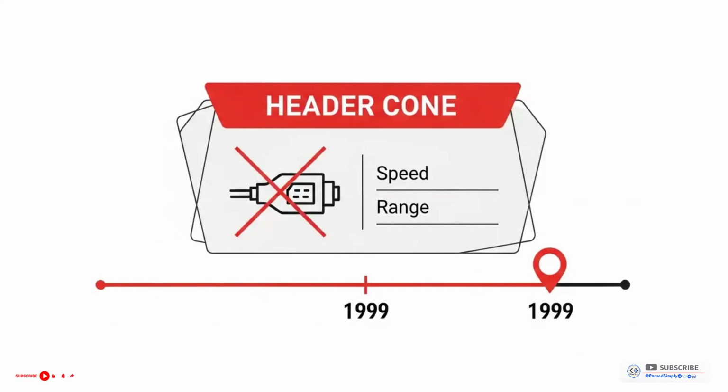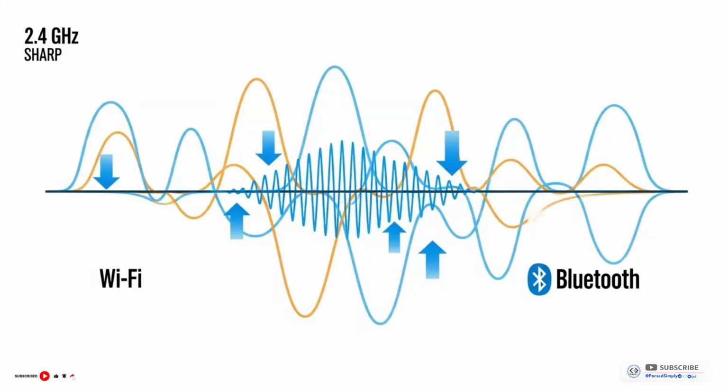Bluetooth debuted in 1999 as a short-range cable replacement. Version 1.0 had a maximum speed of 721 kilobits per second, while version 1.1 fixed critical connection bugs and added support for non-encrypted channels. Version 1.2 introduced adaptive frequency hopping.